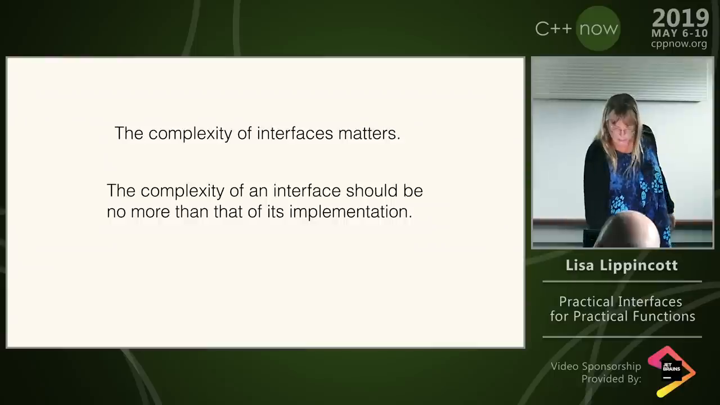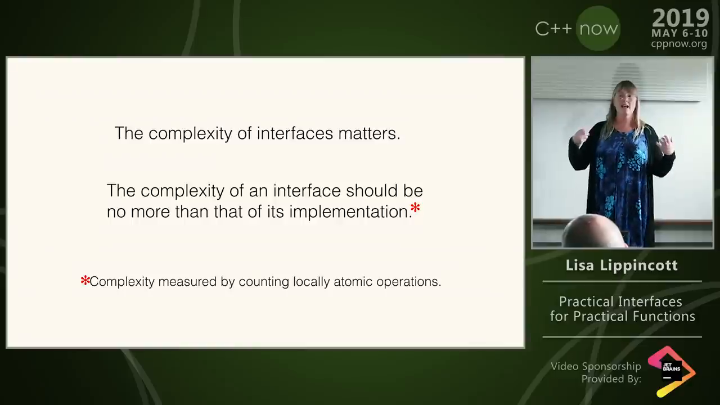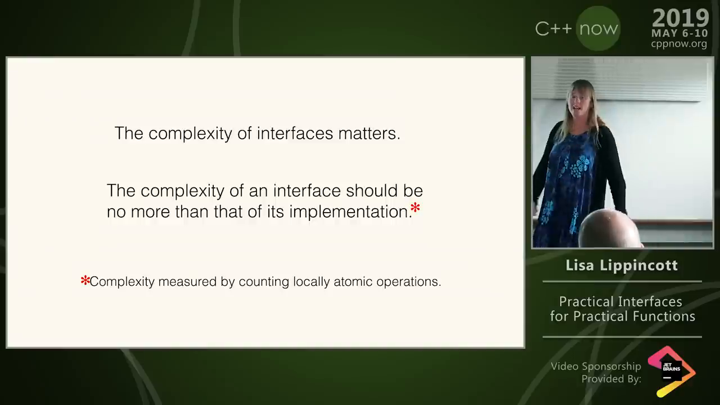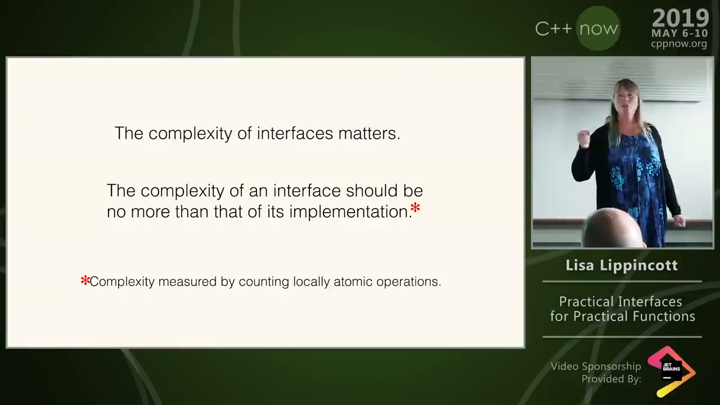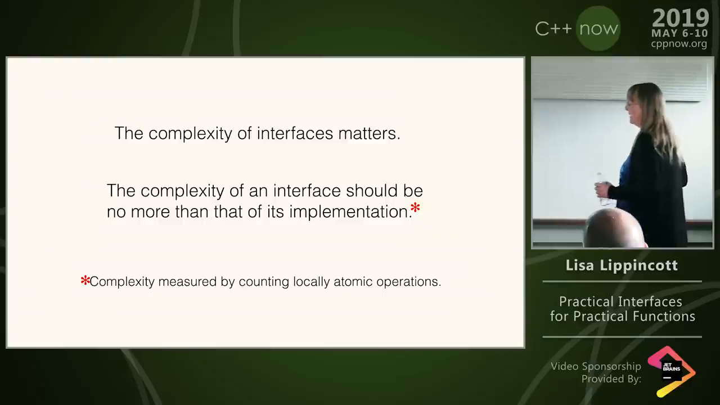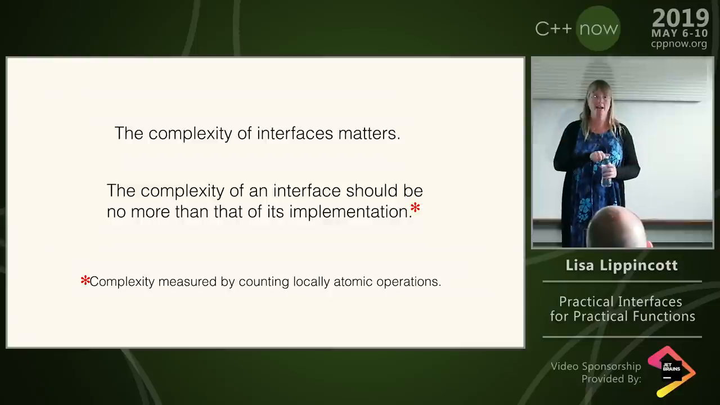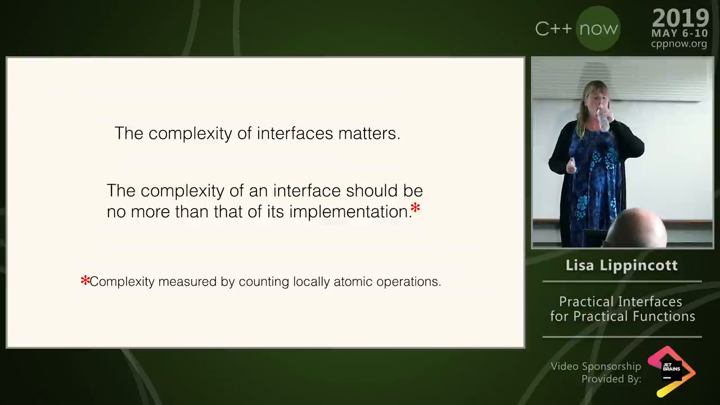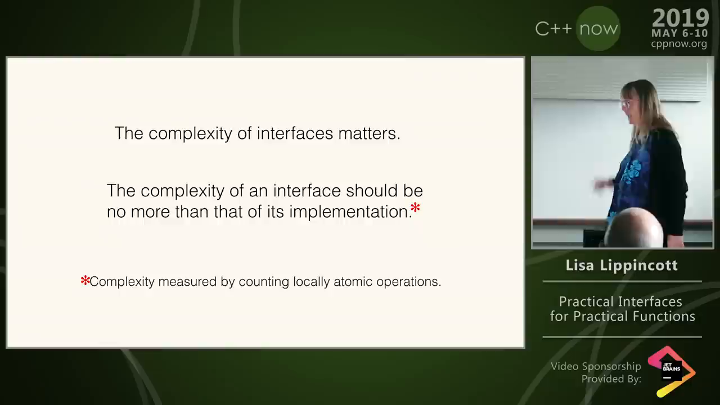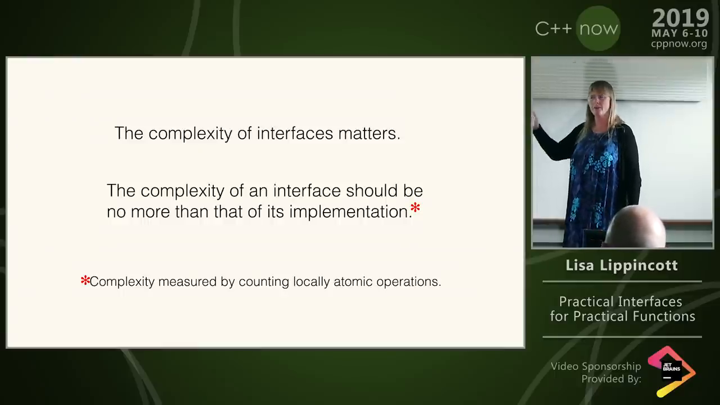I will say we do need an out for being able to write things abstractly. We want to measure complexity by counting the locally atomic operations, that is, the entries into implementations of other functions. And that lets us talk about complexity in terms of whole operations that we don't break down. And I feel pretty confident about this. I didn't think this a year ago. Yes.